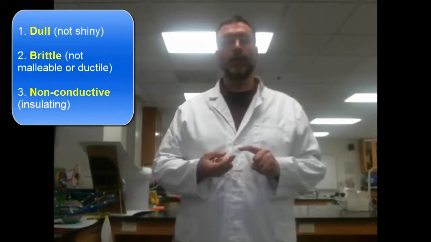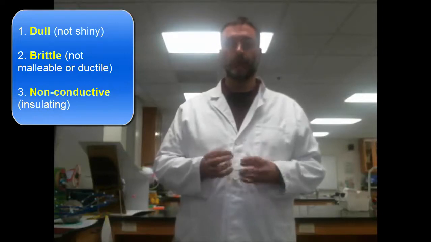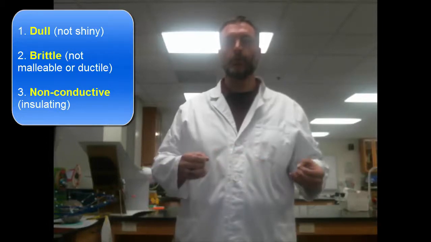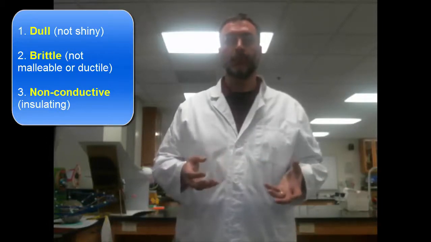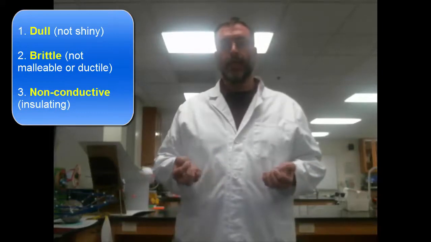If it's going to be a nonmetal, it has none of those four characteristics. So nonmetals are not shiny, they're dull. They're not malleable or ductile. You can't hit them with a hammer and spread them into thin sheets or draw them into wires. They'll break. They're brittle. And they don't conduct electricity. They're non-conductive. And semi-metals are somewhere in between. So we're going to take a look at those four and see how that works with metals.